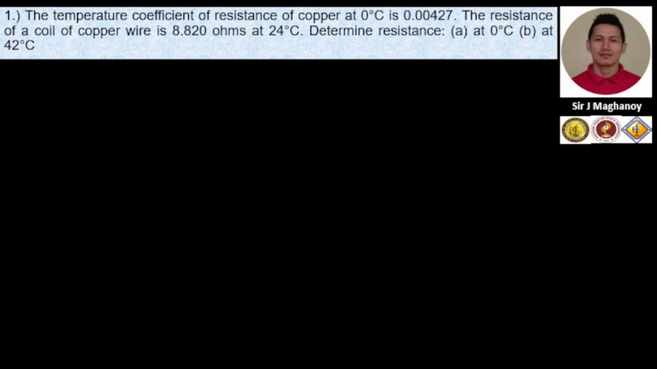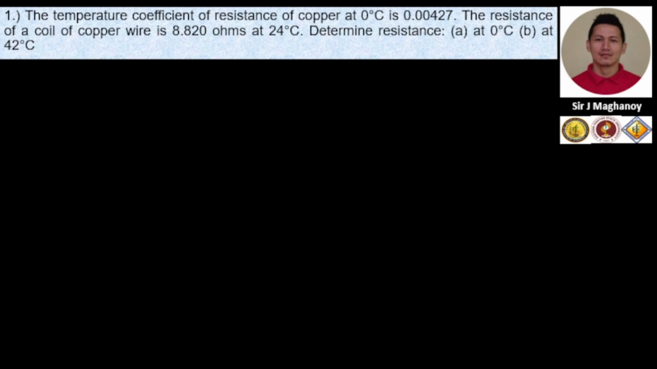Number 1. The temperature coefficient of resistance of copper at 0 degrees Celsius is 0.00427. The resistance of a coil of copper wire is 8.82 ohms at 24 degrees Celsius. Determine the resistance at 0 degrees Celsius, and B, at 42 degrees Celsius.